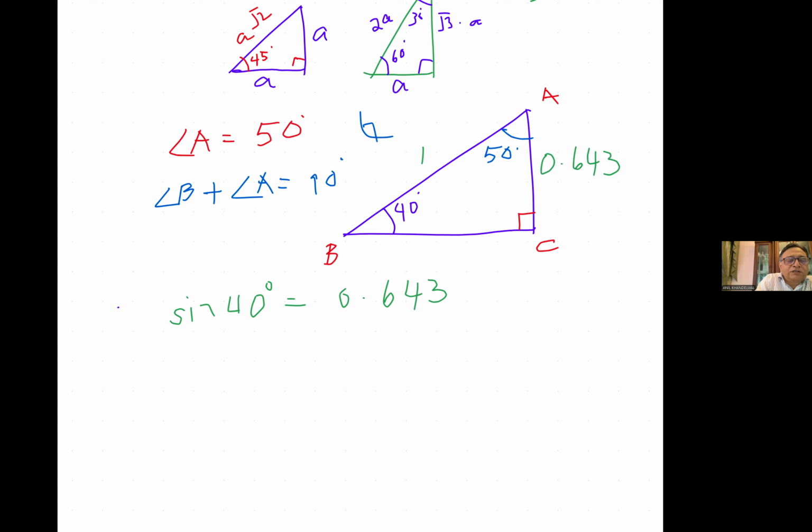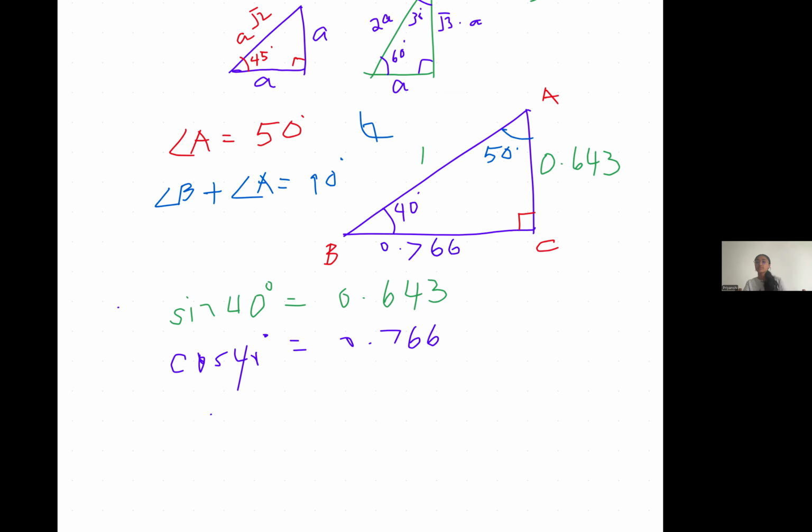Can you please find what is cos of 40 degrees? Cos of 40 degrees is 0.766 to three significant figures. You get the whole idea, right? So what we did is assume that the hypotenuse is only 1 unit, right? In that case, the other two sides should be 0.643 as the opposite of 40 degrees and 0.766 as the adjacent side of this particular triangle. Does it make sense to you?